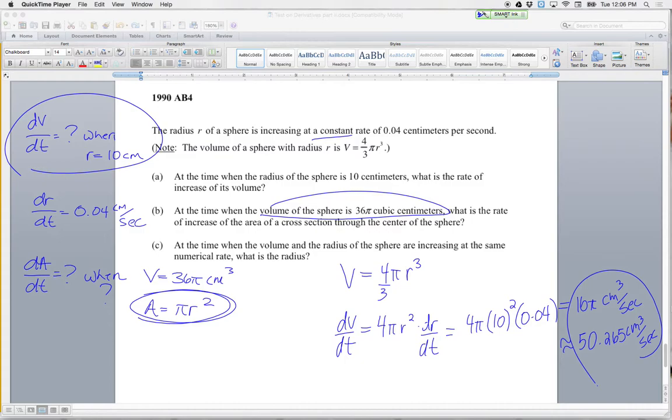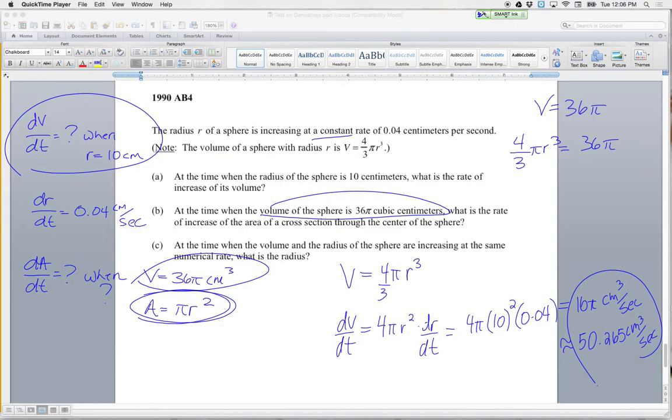So what I want to do is take the volume equation, 4/3 pi r cubed, and solve for the radius when it's 36 pi cubic centimeters. Volume is 36 pi. I know volume is 4/3 pi r cubed, correct? And I'm going to solve for the radius when that's true. That'll be the specific time that I want to find the rate of change for the area of the cross-section of the sphere. And it's increasing. So watch this.